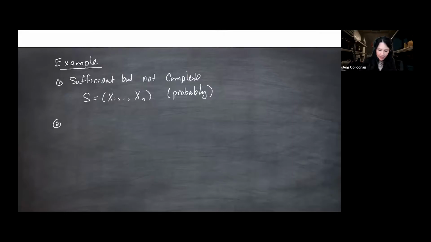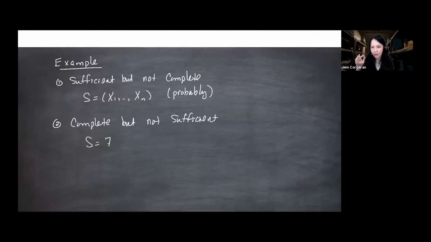Okay, how about something that is complete, but not sufficient? I have one. How about S equals 7? So if I take any function of 7 that has expected value 0, then the function is going to be 0 itself. No, I have to do the for all theta thing. The expected value, it's just complete, but hardly sufficient.